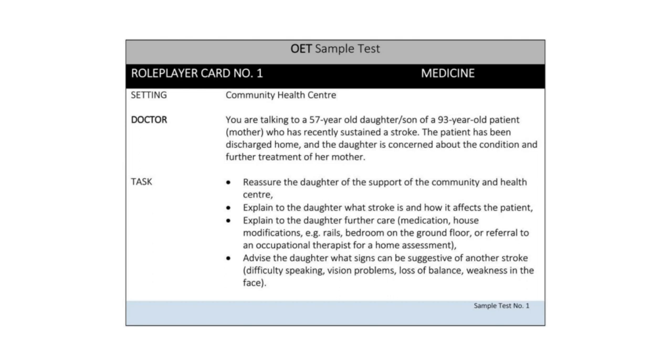Now this is important. Sometimes they might ask you something that you don't have in your card, and that's totally fine. In this case, you should answer the question briefly to the best of your knowledge and then move to the next task. Task number 4 is the last one, so advise the daughter what signs can be suggestive of another stroke: difficulty speaking, vision problems, loss of balance, weakness in the face, and so on. When you finish the task, you can ask, "Is it clear?" and then depending on her answer, you might have to answer some more questions she might have.